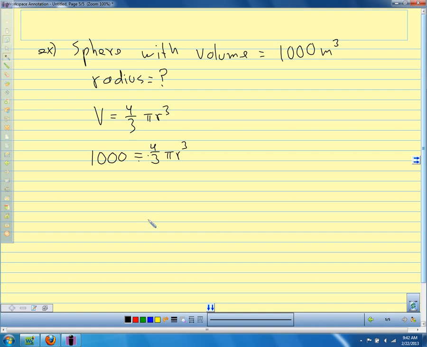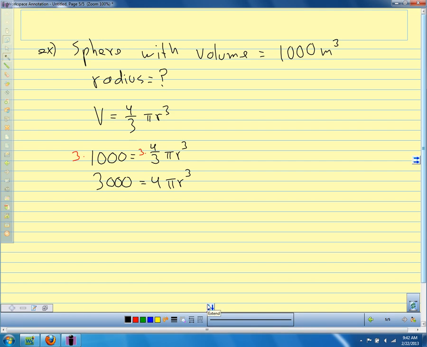Multiply by 3. So we have a 3 in the bottom of a fraction here. So let's multiply both sides by 3. So I get 3,000 equals 4 pi r cubed.